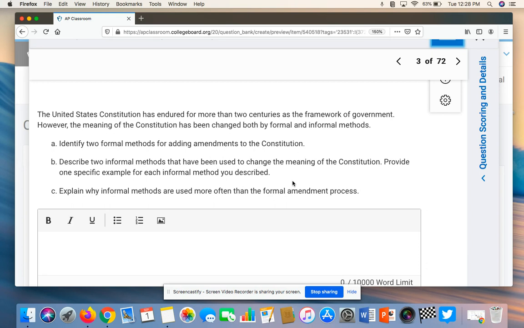So this is an example of a concept application question, how you would go about answering this question.